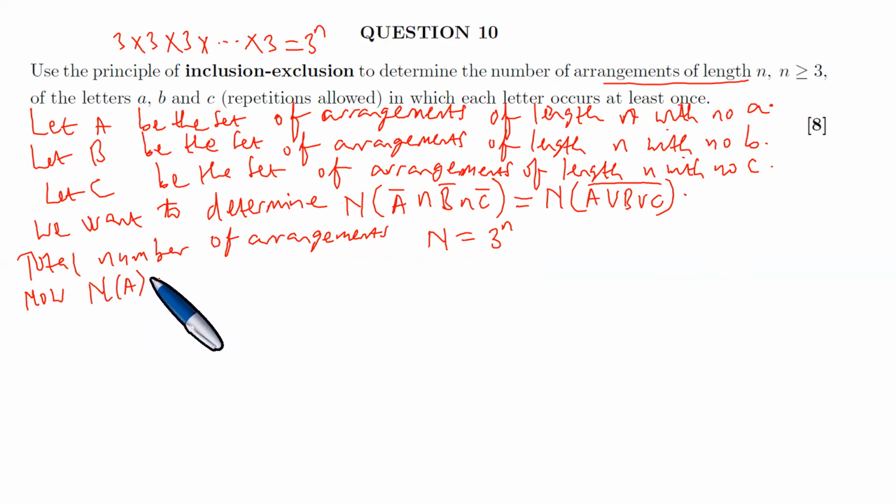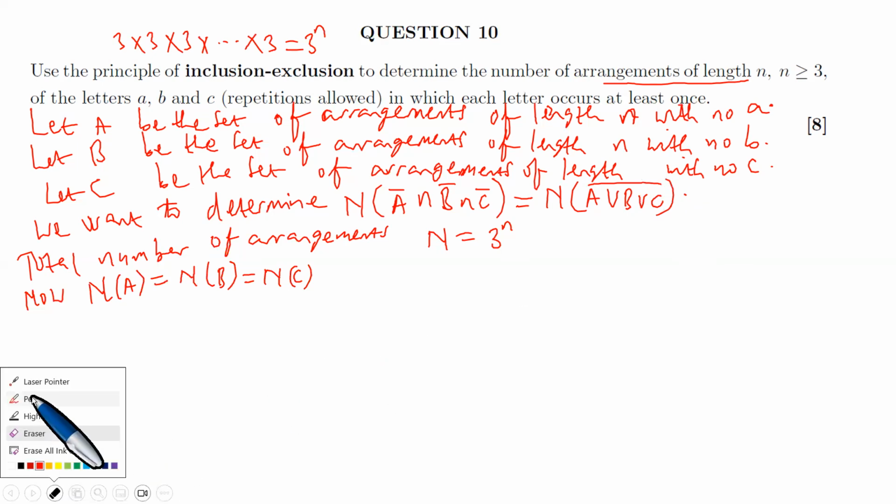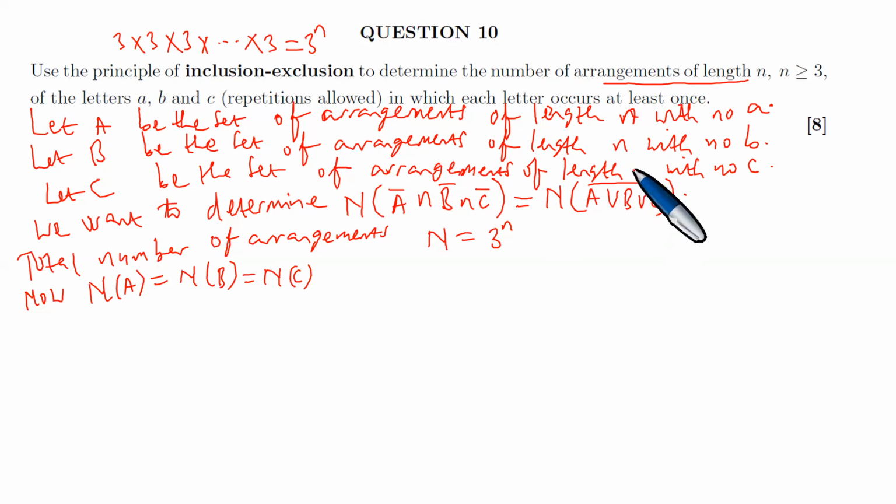Now, the number of the arrangements of the strings in A will surely be the number of the arrangements in B, because we're just saying no A, no B, no C. And it's also going to be the number of those in C, because in C we said the set of the arrangements of length n with no C, no B. So we're just removing A, B, C. So it's just the same number. So the number of strings in A is the same as the number in B and in C, and we analyze what the numbers are.